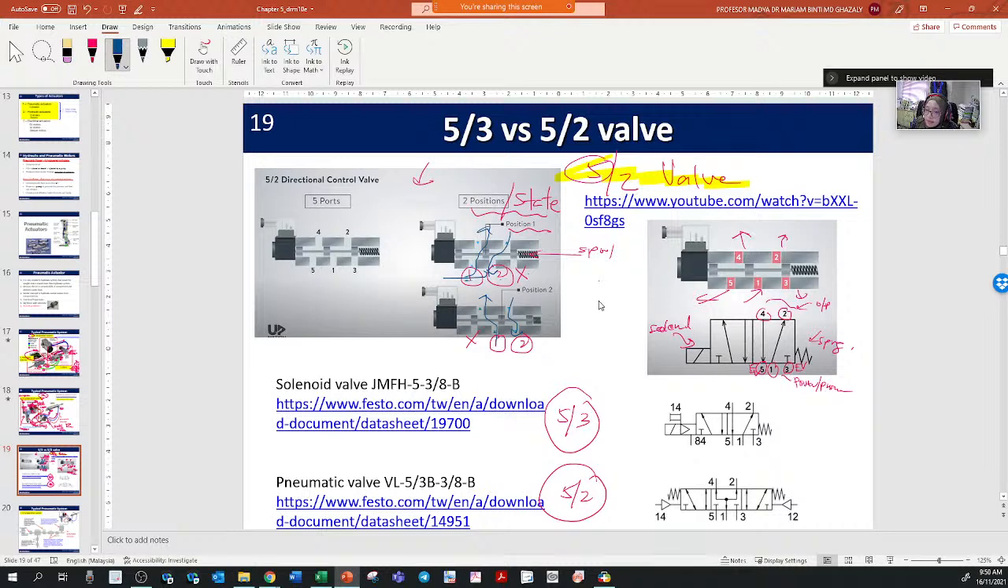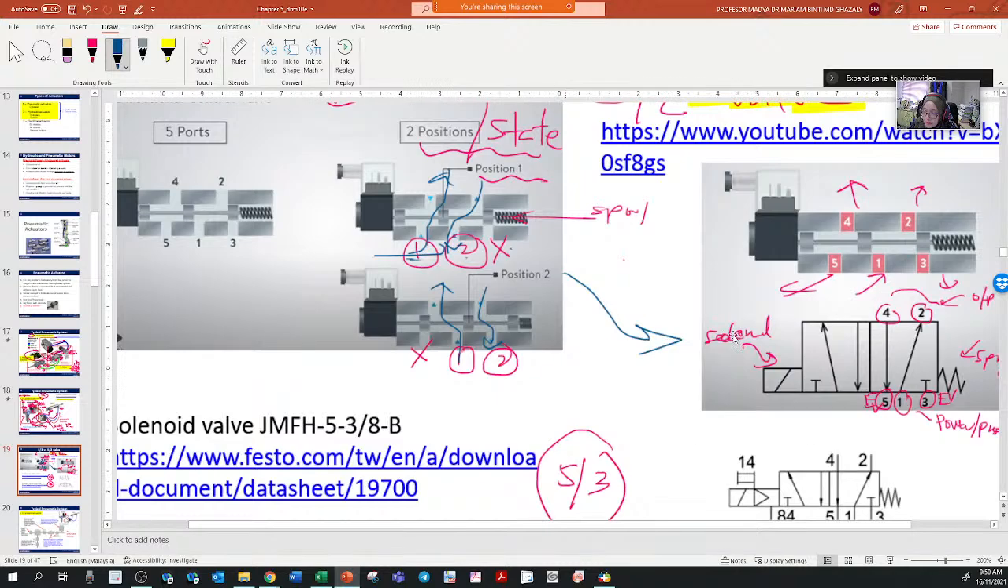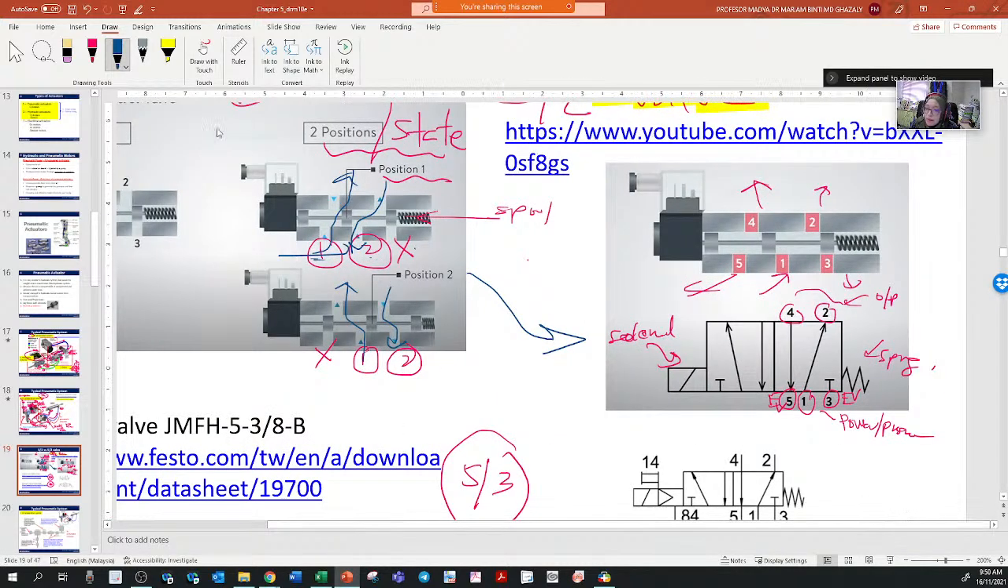Okay, and if we look at the symbol of the 5-2 valve, normally it will show you that you have 1, 2, 3, 4, 5 ports. And then you have another part here on the left side, but it's not numbered. It means that directly you can see there are actually 2 states, state number 1 and state number 2. And on the right side here, it indicates the symbol of a spring.